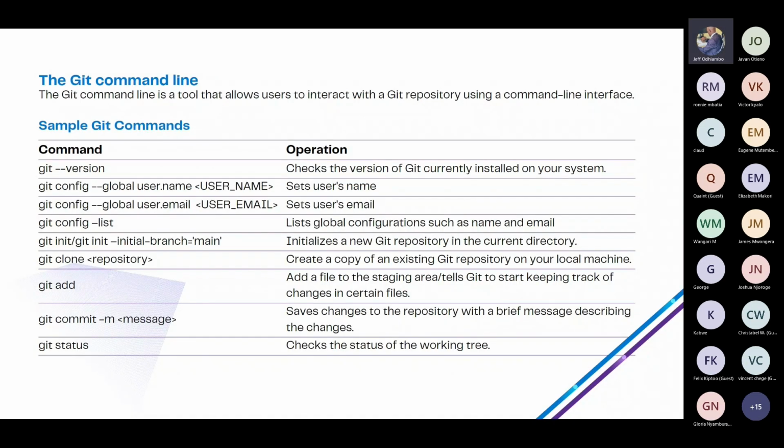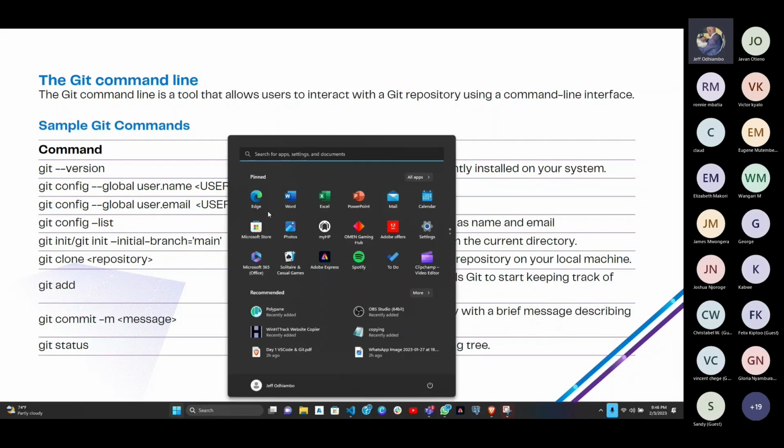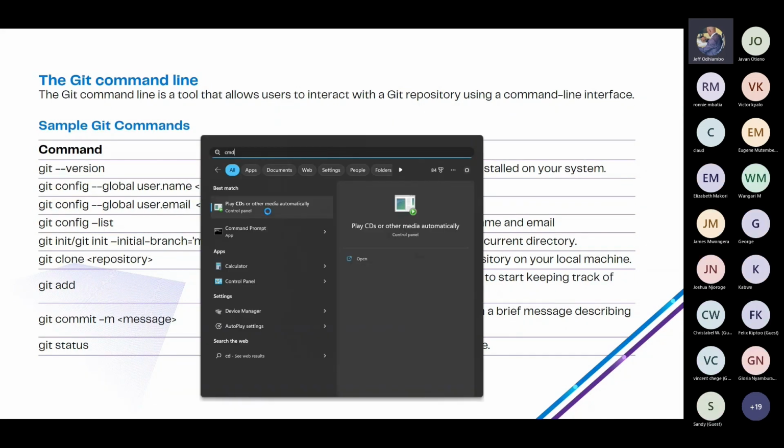We have sample Git commands. I don't know if all of you have Git installed in your machines. Git command line allows users to interact with the Git repository via the command line interface. The first command that maybe you can run is to check for the version of Git that is currently installed in your machine. To do that, you just run git --version. I'll quickly do that to illustrate.